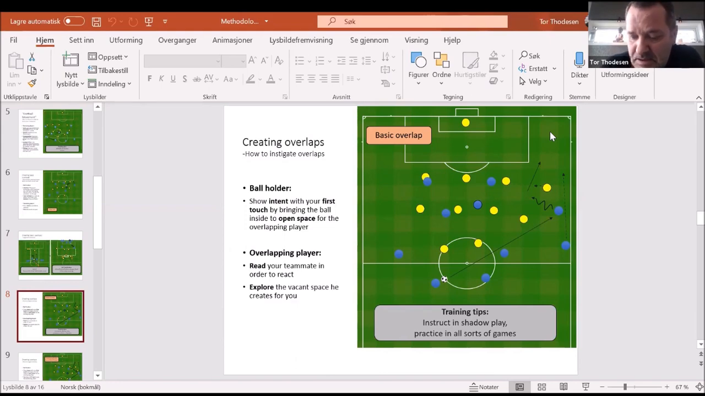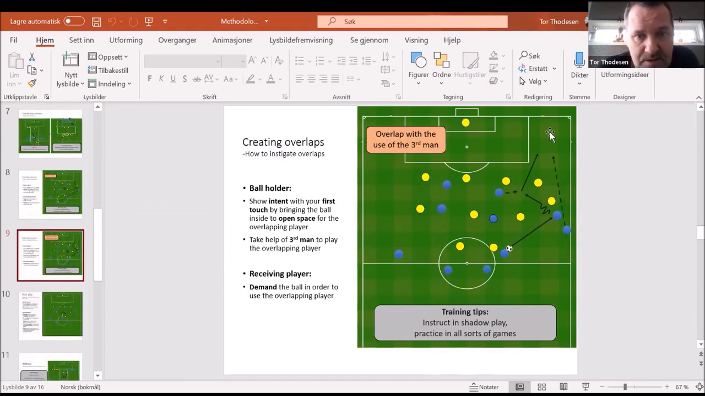Very easy, so I'll just go further. Then overlap with the third man involvement. Same again. Wide player receiving the ball, bringing it in. Then one player in central, in this case a striker, can be a midfielder as well, showing up for the one-touch solution to use the overlap.